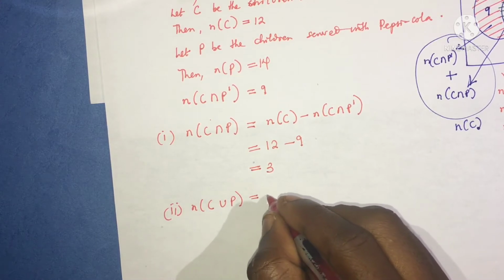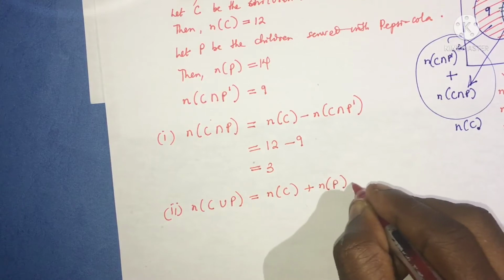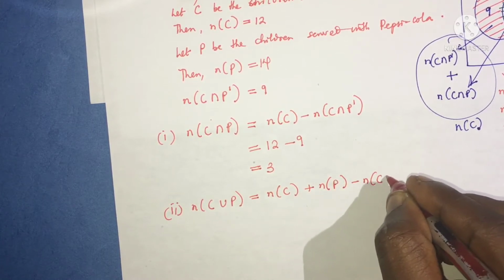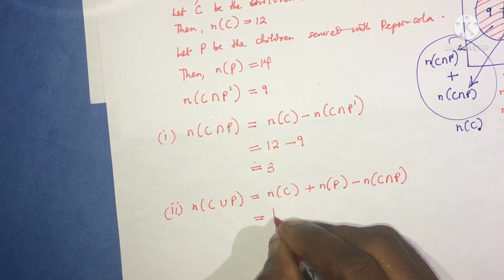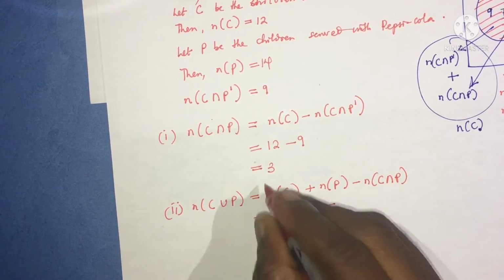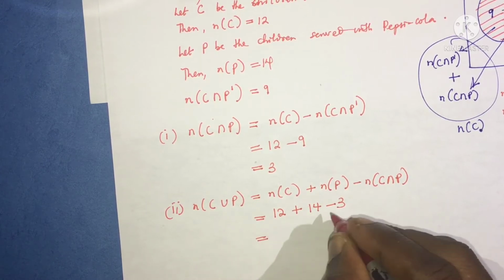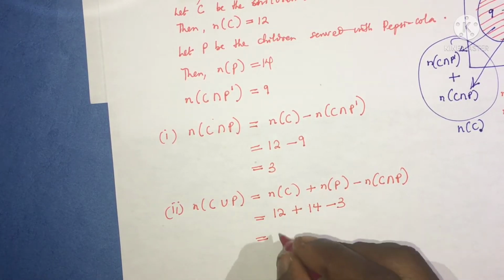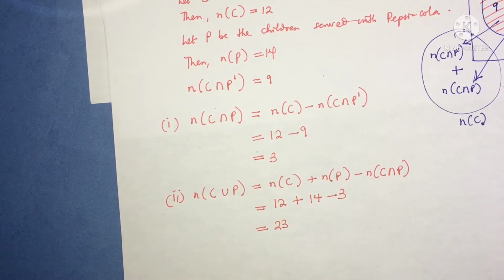Now that would be NC, adding NC to NP and then subtracting their intersection will give you that. So this will be NC, which is 12, plus NP, which is 14, minus N of C intersection P, which we have obtained to be 3. That will give us 12 plus 14, which is 26. 26 minus 3 will give you 23. So the answer to that question is 23.